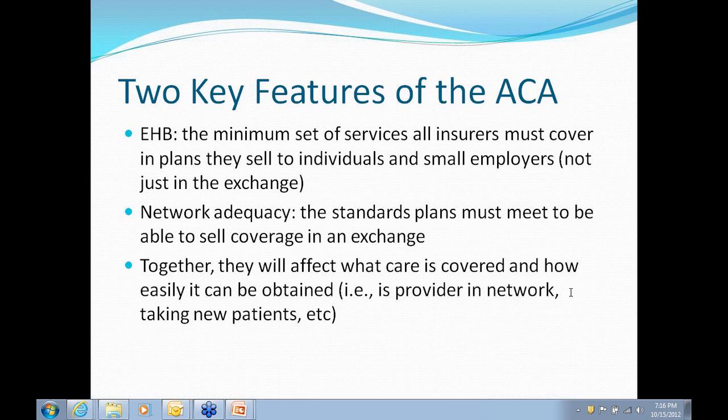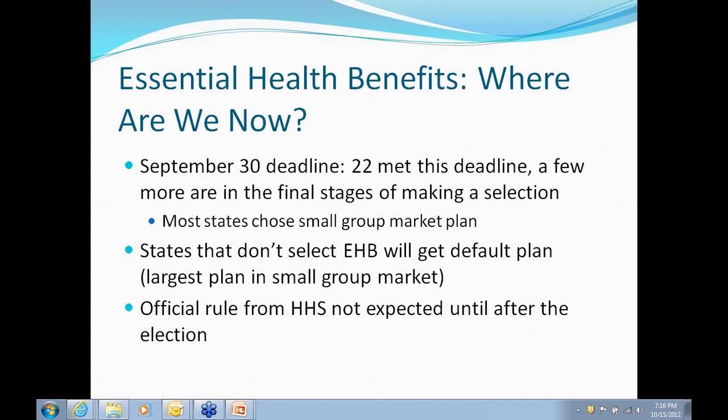Network adequacy, on the other hand, as we're going to talk about it tonight, are standards that apply specifically to the insurers that want to offer coverage in an exchange. There are a number of different criteria that insurers have to meet, and this is one of them, to be a qualified health plan in the exchange. But together, these two things will affect what care is covered and how easily it can be obtained, that is, a provider in network and taking new patients.